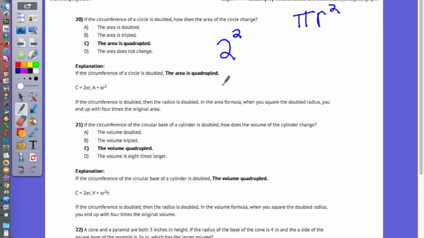Okay? 21. The circumference of the circular base of a cylinder is doubled. How does the volume of the cylinder change? So again, 2 is our factor. But in this case, if the circumference is doubled, it's doubling because the radius is doubling, right? But in this one, it doesn't say anything about the height. The height is not changing. So you still only have 2 dimensions being doubled. Basically, you have a cylinder, and the new cylinder has the same height.